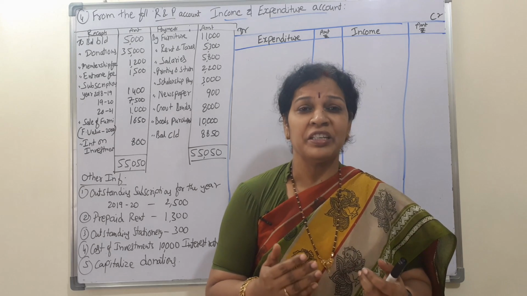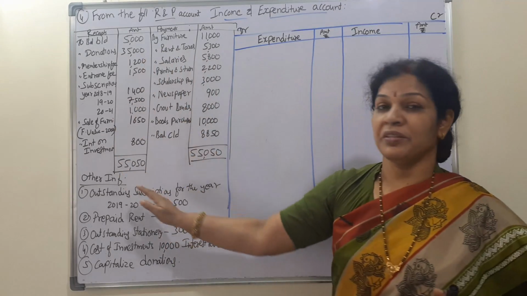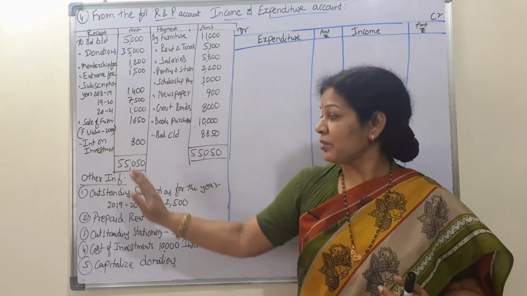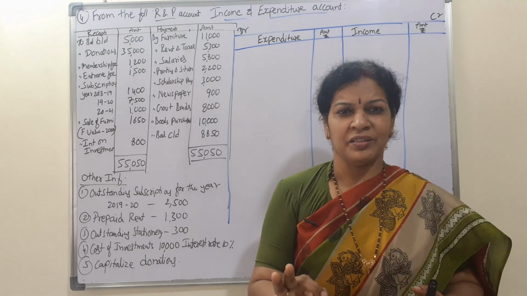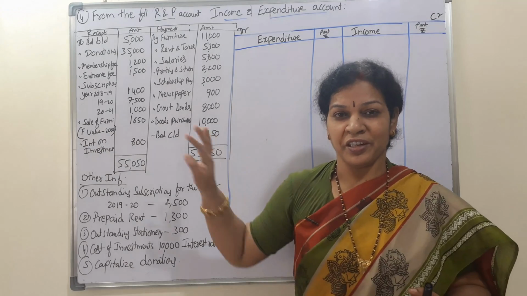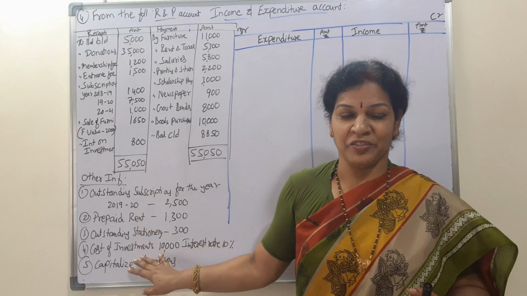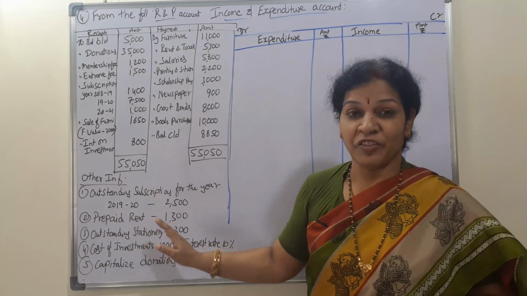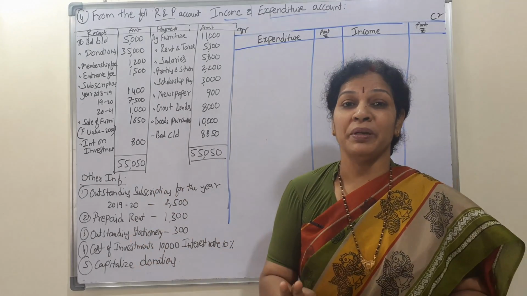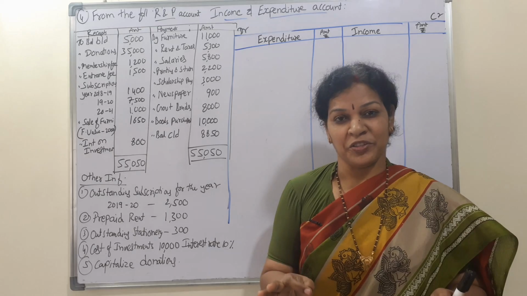Today's problem, receipts and payment account is given, and also additional information. Just like final accounts generally have a trial balance and additional information, here we have a receipts and payment account and information. From this we have to prepare the income and expenditure account.